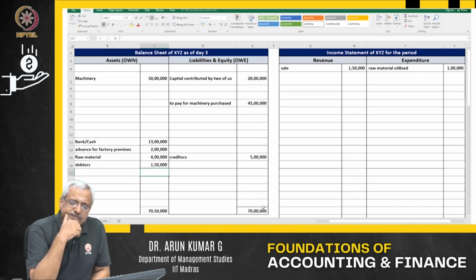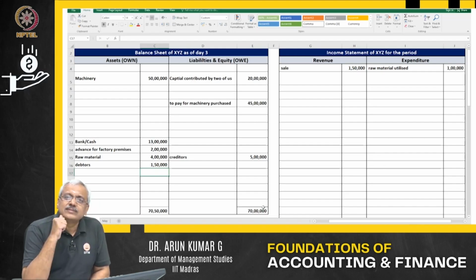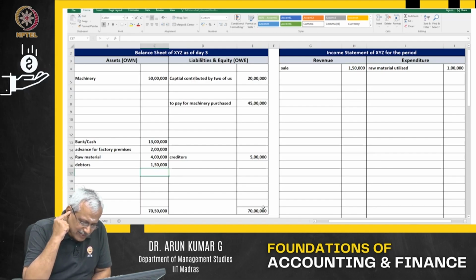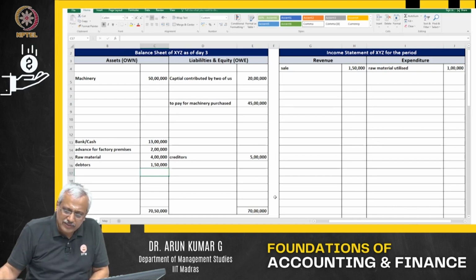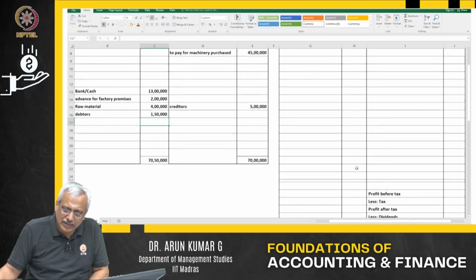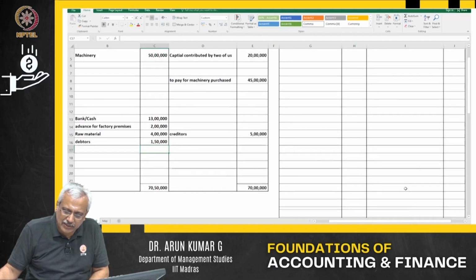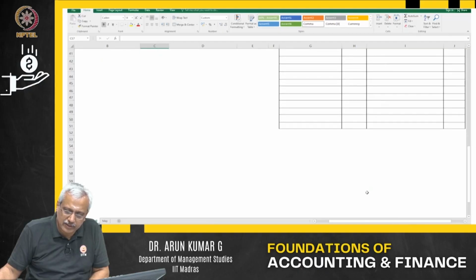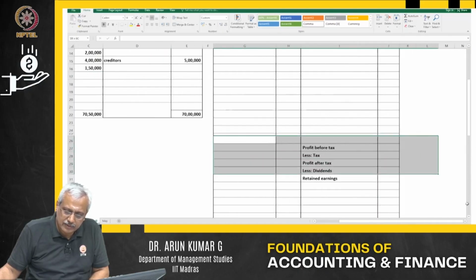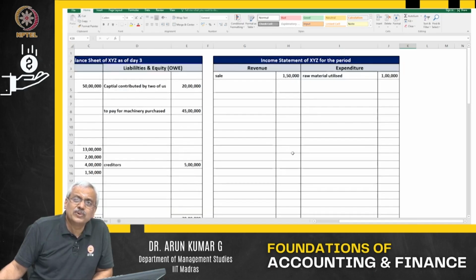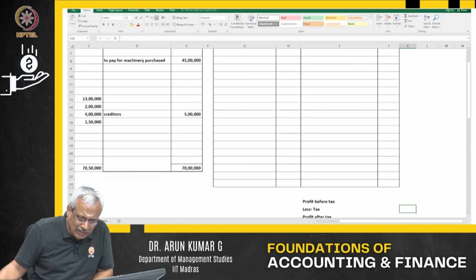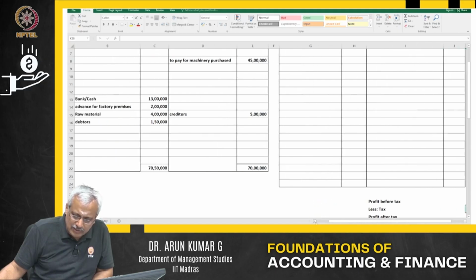Now your question comes in: sir, the balance sheet is not balancing. The balance sheet assets are equal to 70 lakh 50,000, liability is only 70 lakhs. Why is the balance sheet not balancing? Now let us come to that. Let me move ahead in this. You say, oh, it's not balancing, what is the problem? Let us not worry about it. Let us start off.